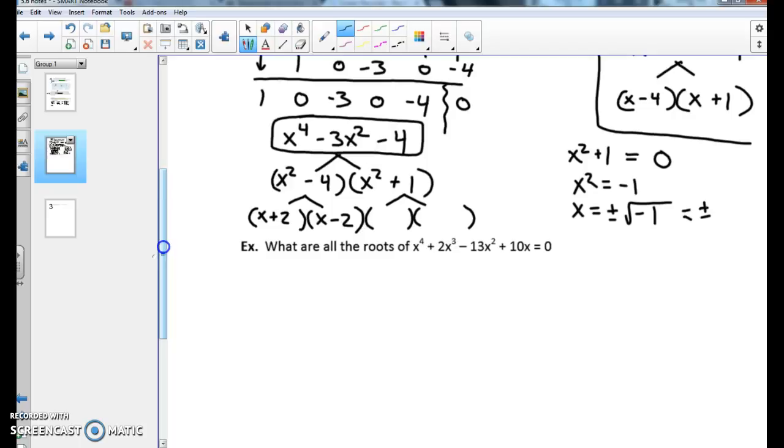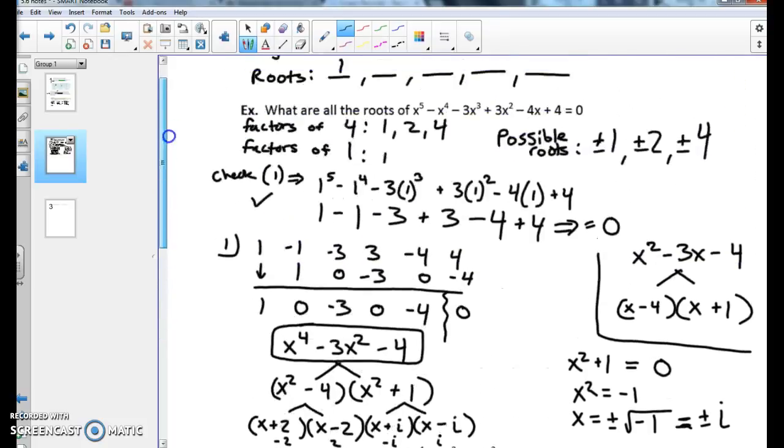That's going to be plus or minus i. So there's that imaginary number i I talked about earlier, right? Square root of negative 1 is i. So that means my two answers from the x squared plus 1 break down into x plus i and x minus i. So here are my final 4 solutions, guys. You see that? We have negative 2, positive 2, negative i, and positive i.